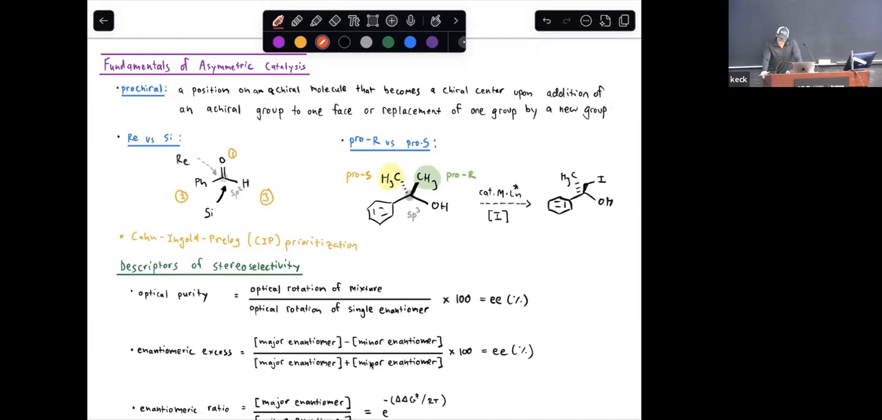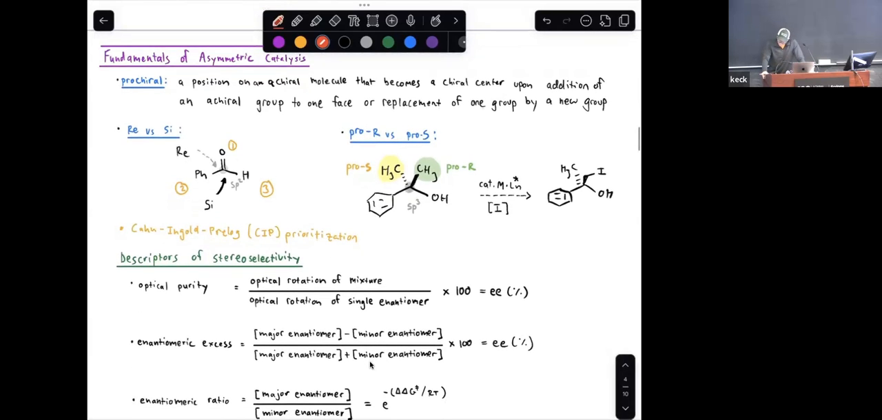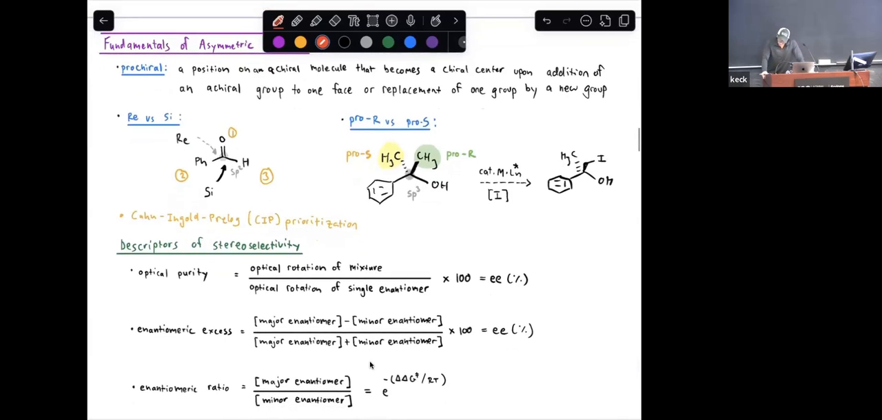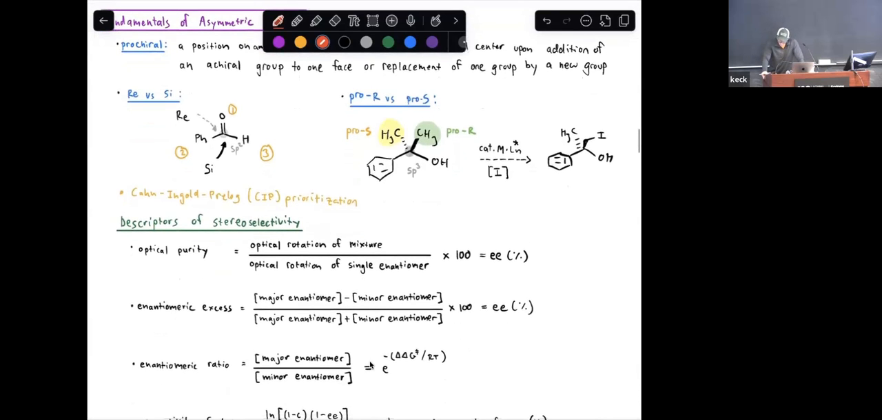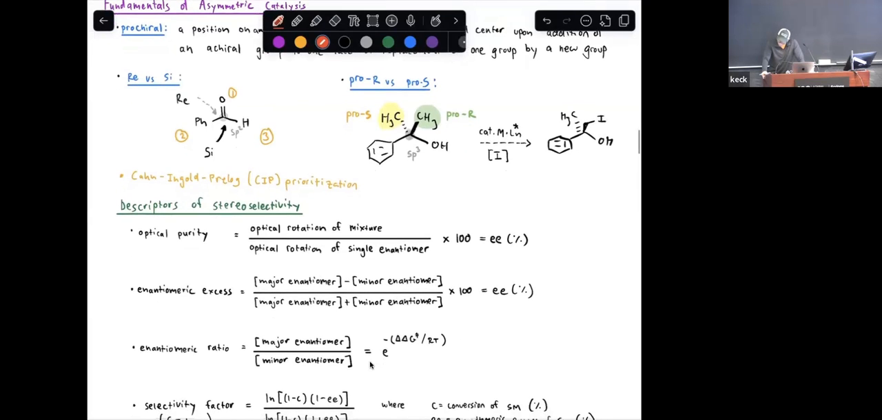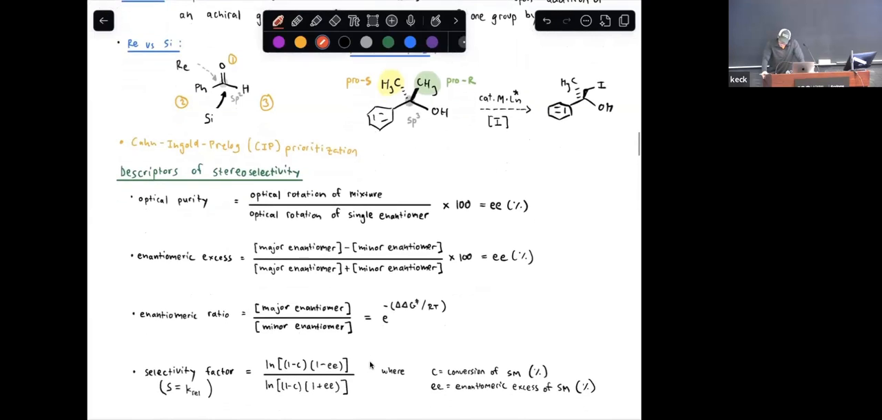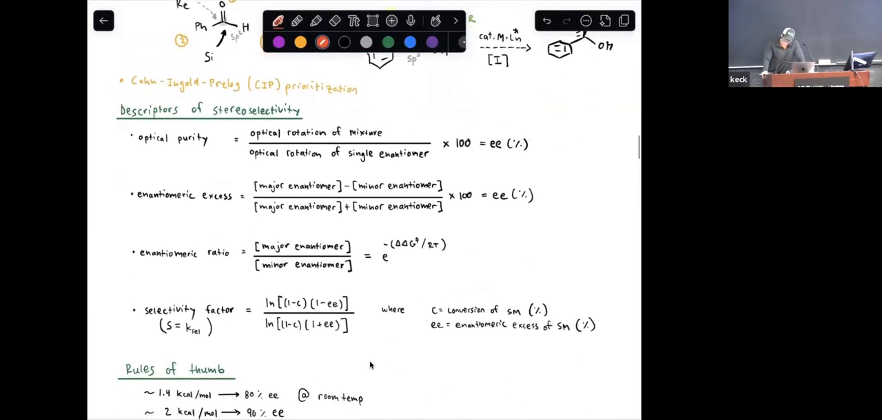That's wrong. It depends on a number of different factors, but for Re face, Si face, you basically take your flat starting material, you assign priorities based on the standard CIP rules, and then depending on whether they're clockwise or counterclockwise, you get Re or Si. And then likewise, related but not equivalent, are pro-R versus pro-S. And here I've just drawn this hypothetical C-H iodination reaction to illustrate that point.